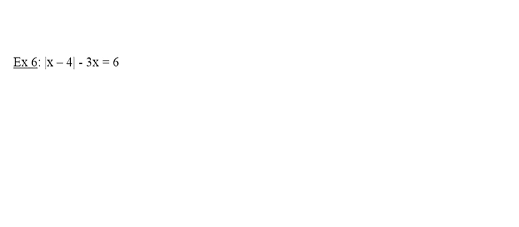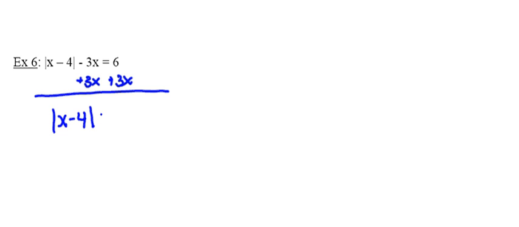Moving on to example number 6. Again, example number 6 shows that the absolute value is not alone yet. So you want to first add the 3x to both sides. And now the absolute value of x minus 4 is equal to 3x plus 6.